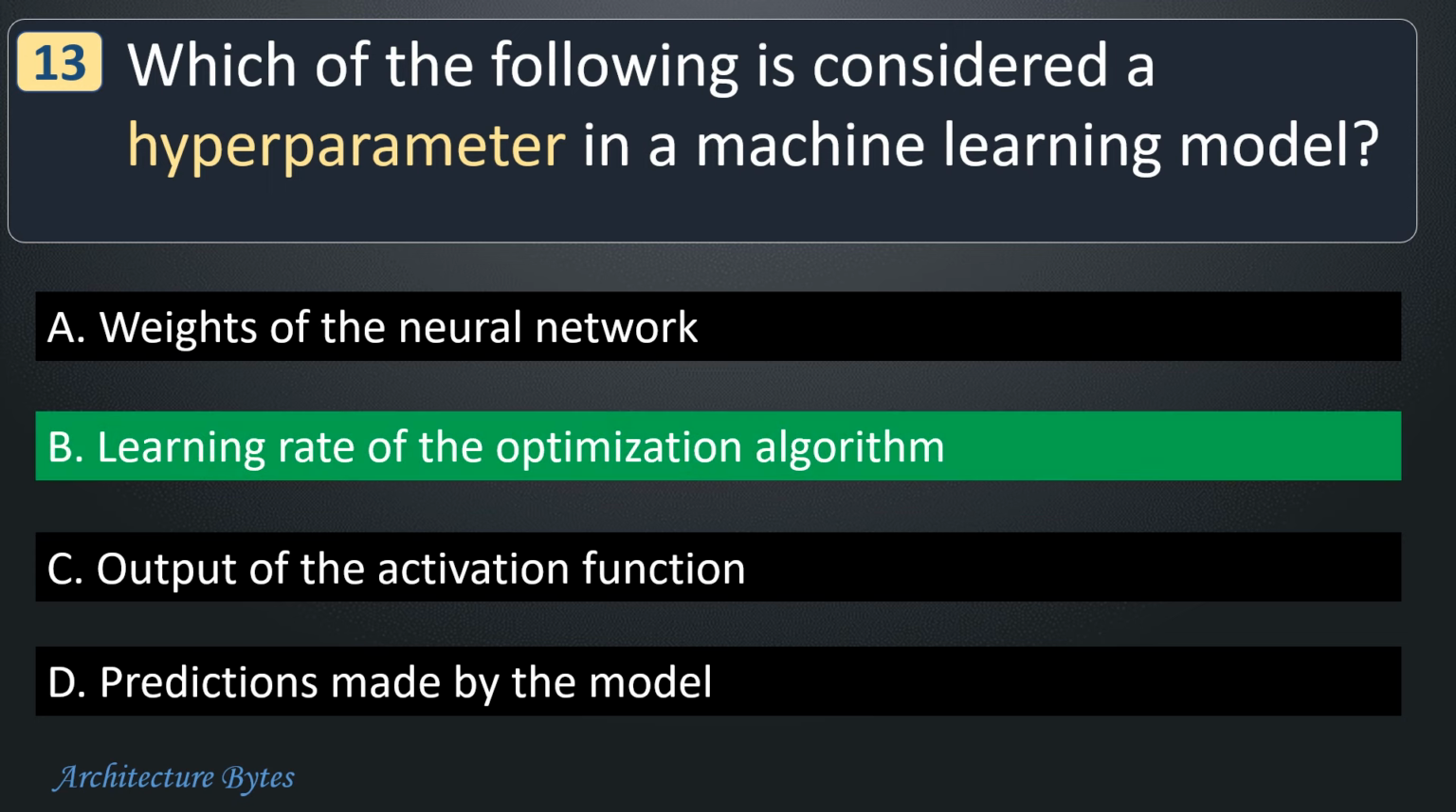Option B, learning rate of the optimization algorithm, is the right answer here. In machine learning, the learning rate is a hyperparameter that determines the size of the steps the model takes when adjusting its weights during training. Specifically, it controls how much to change the model's parameters in response to the error or loss between the predicted output and the actual target. So, choosing an appropriate learning rate is crucial for the effective training and convergence of the model. Other options A, C, and D do not refer to hyperparameters.